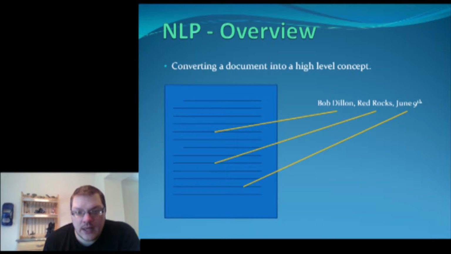And in our example case on the slide, we have our Word document, and then we extract the who, the where, and the when from this document. In this test case, we're going to be talking about Bob Dylan is going to have a concert at the Red Rocks on June 9th. And that is the goal or purpose of NLP, is to break it down into something that the computer can understand.